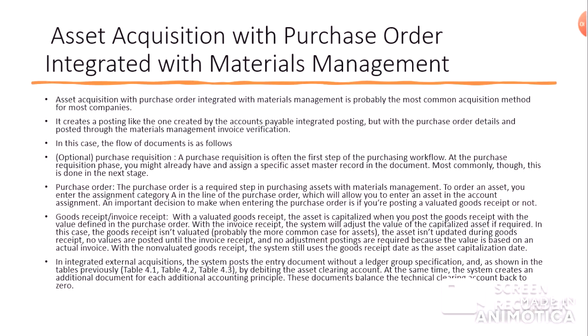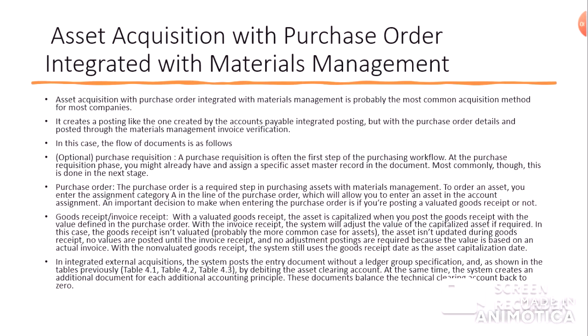So in this case, the flow of document is as follows. So there may or may not be the purchase requisition. A purchase requisition is often the first step of the purchasing workflow. At the purchase requisition phase, you might already have and assign a specific asset master record in the document. Most commonly, though, this is done in the next stage.